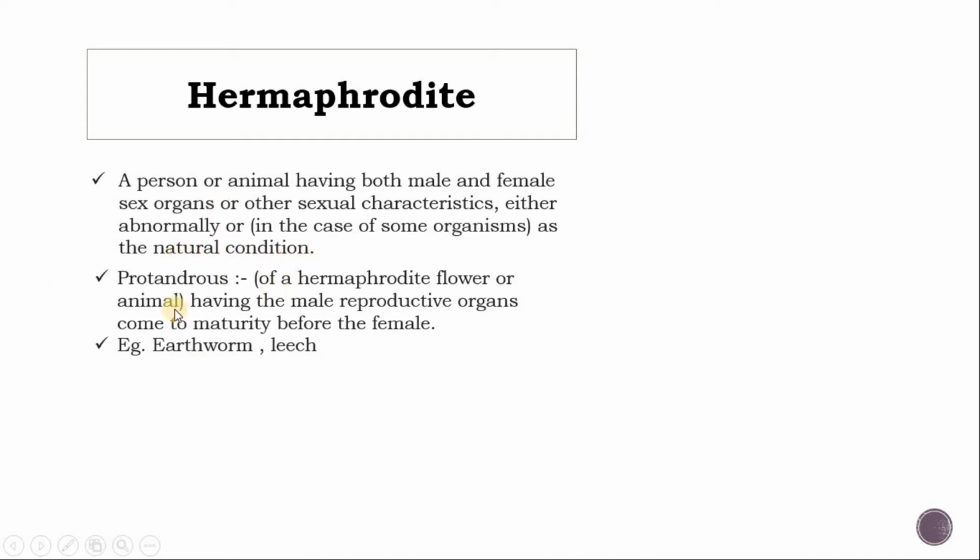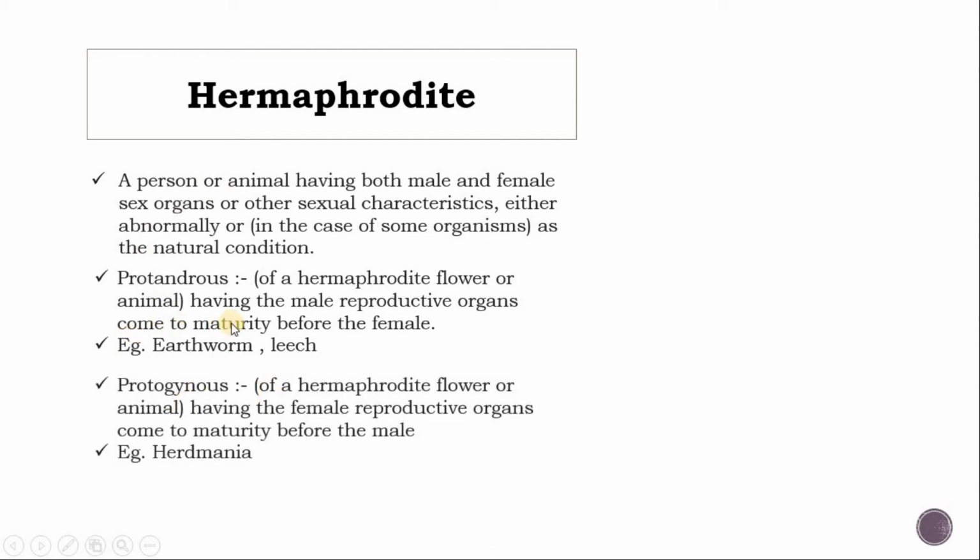There are two forms of hermaphroditism: protoandrous and protogynous. Now what is protoandrous? Having the male reproductive organs mature first before the female, for example earthworm and leeches. Here the male reproductive organ matures first. Protogynous: here the female reproductive organs mature first, for example herdmania.